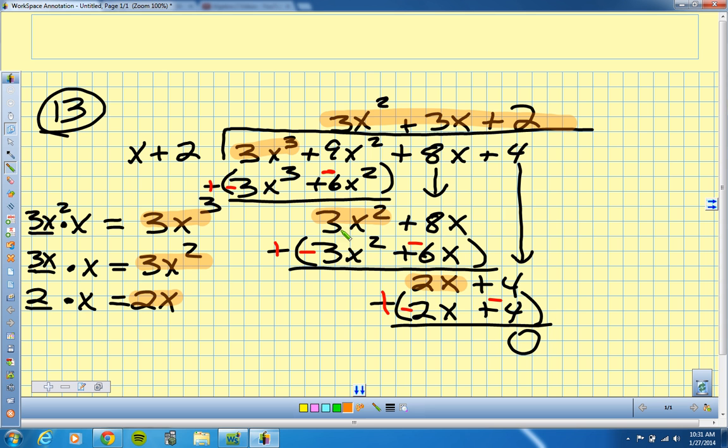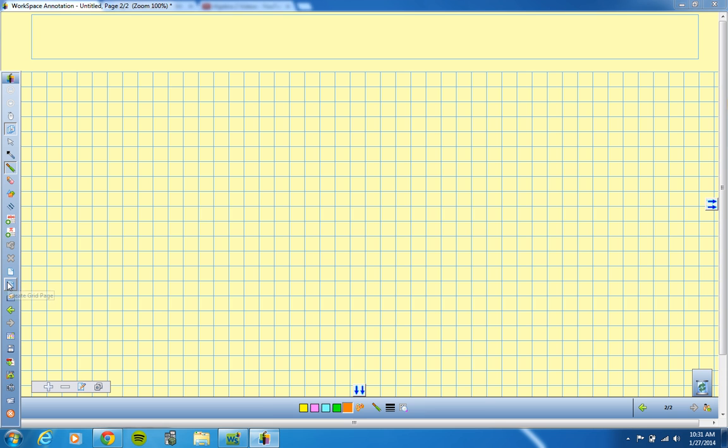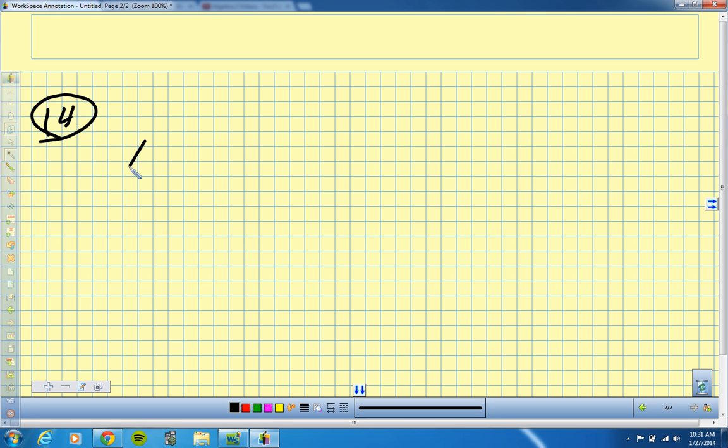All right. So what was the next one? 14. 14 is x minus 1 outside, and inside we have 9x squared minus 21x minus 20.